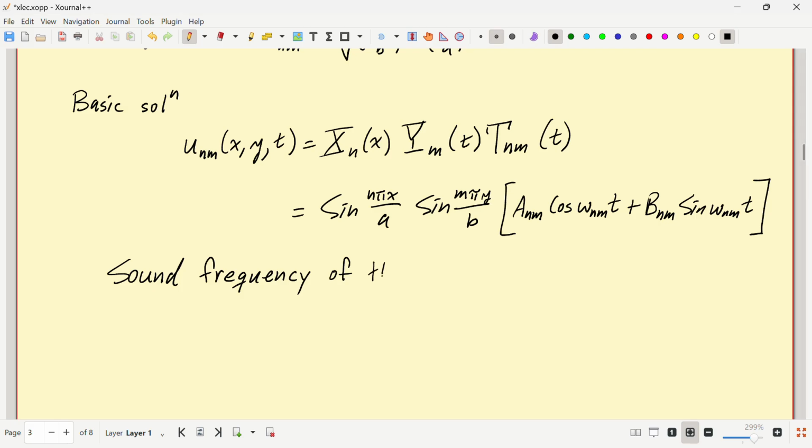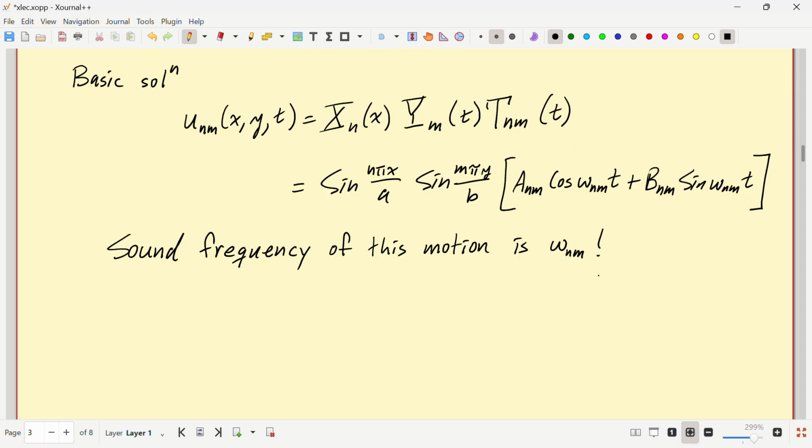The sound frequencies of this motion, so it has a pitch, this is the angular frequency omega nm. That's the pitch you would hear. So these are like the overtones. The lowest pitch is when n and m are equal to 1, and that's the fundamental, like the fundamental of the string. That's the fundamental pitch of the drum. If you whacked it with a stick, that's what you'd hear. But the funny thing is, these overtones, instead of being musical, are discordant with the fundamental pitch.